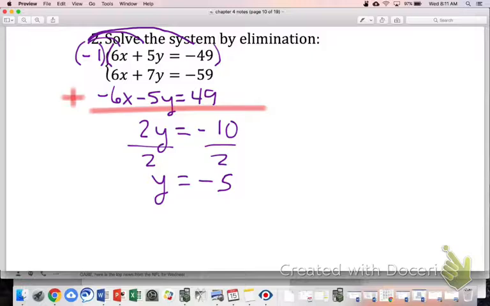Plug it back in. I've got 3 options here, really. I've got equation number 1, equation number 2, equation number 3. It doesn't matter which one you use, to be honest with you. So I would just go with your first instinct, what you think is easier. Kendall, what did you plug back into, or what do you think would be easiest? I plugged it into the top equation. Fair enough. 6x plus 5y. I like it. That totally works for me. So it would be 6x plus 5 times negative 5 equals negative 49.